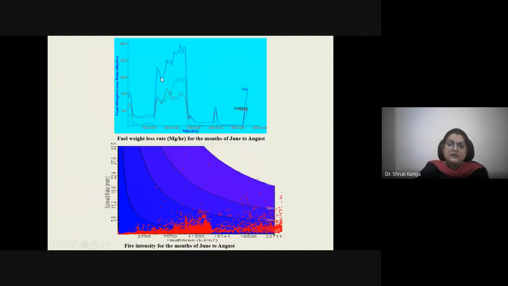This is the graph which is showing, per hour, what will be the spread of these fires and what will be the loss of fuel. This graph is showing how much fuel will be lost with time. Then the intensity of fire, what will be the rate of spread, and what will be the area which will be heating. So this is again the fire intensity.